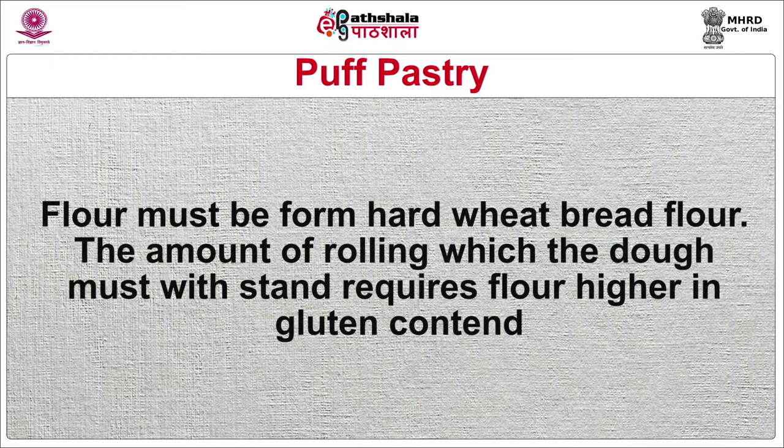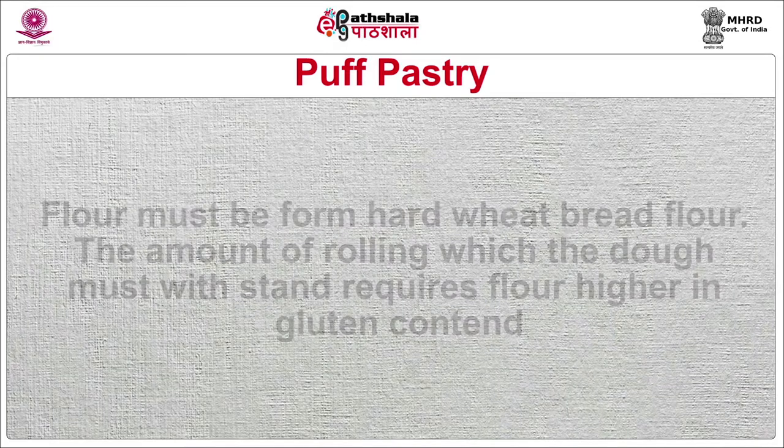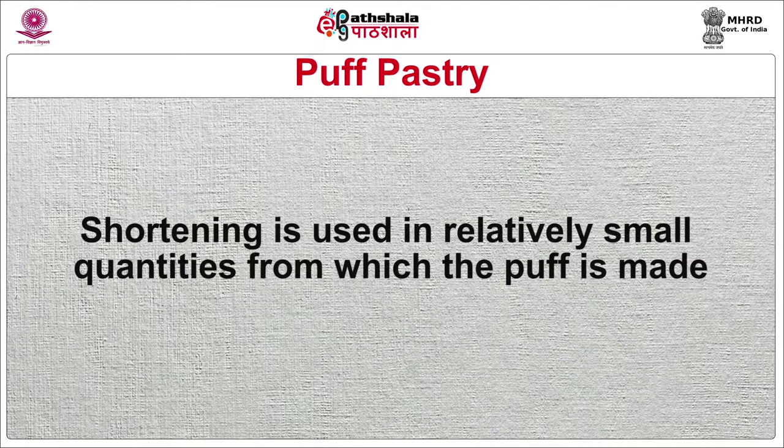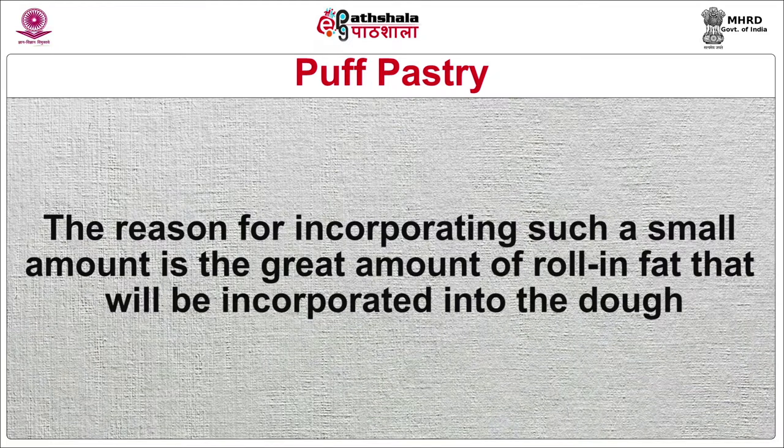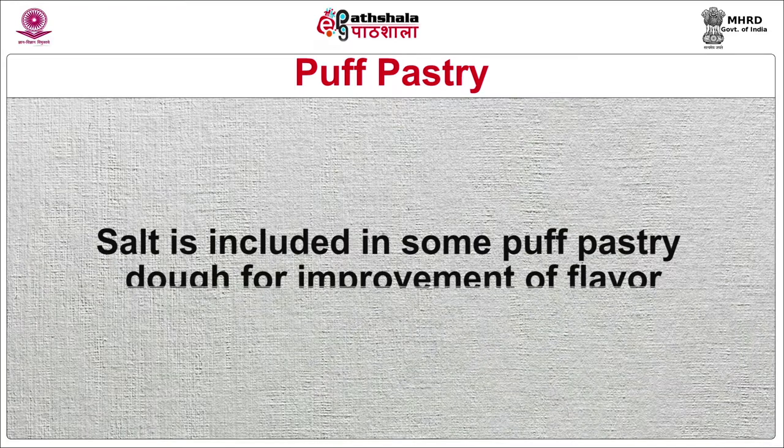Ingredients used are: flour must be from hard wheat bread flour. The amount of rolling which the dough must withstand requires flour higher in gluten content. Shortening is used in relatively small quantities in the dough from which the puff is made. The reason for incorporating such a small amount is the great amount of roll-in fat that will be incorporated into the dough. Salt is included in some puff pastry dough for improvement of flavor.